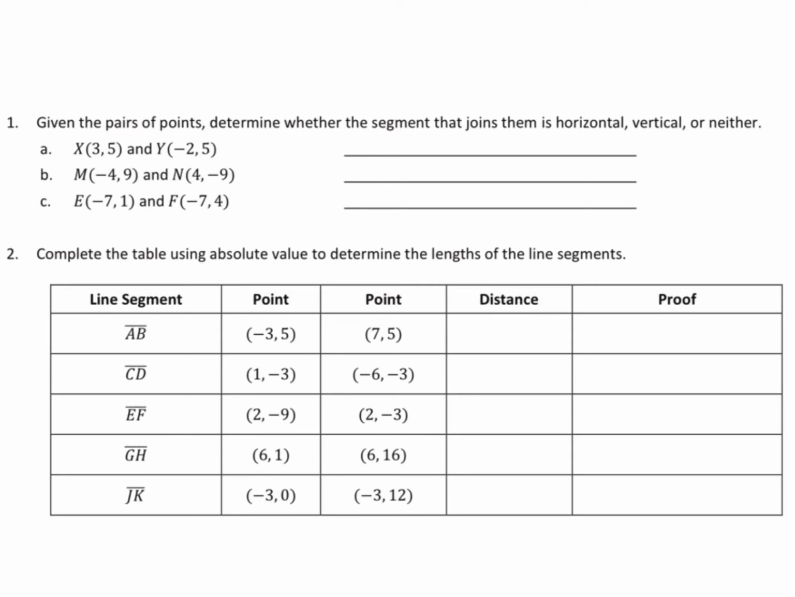Given the pairs of points, determine whether the segment that joins them is horizontal, vertical, or neither. Remember, if the y coordinates are the same, it is going to be horizontal.